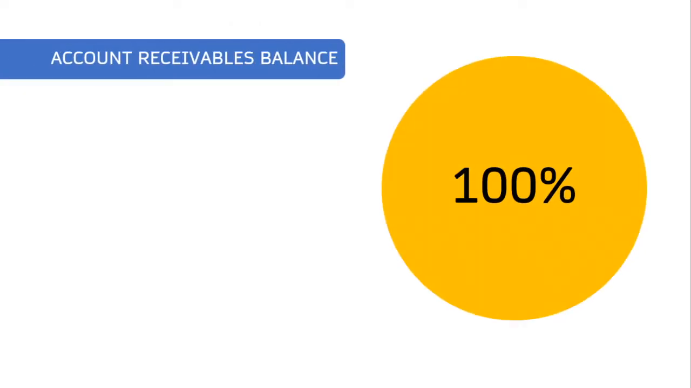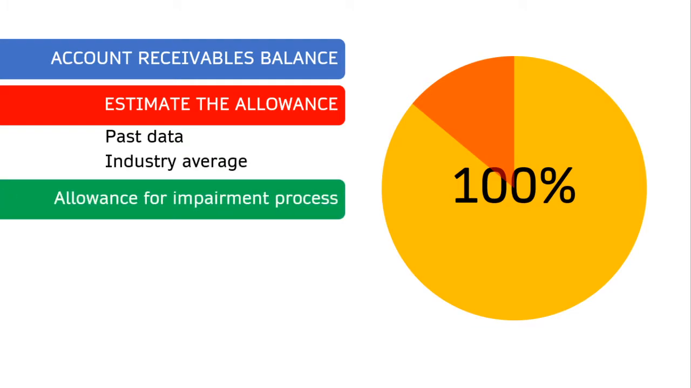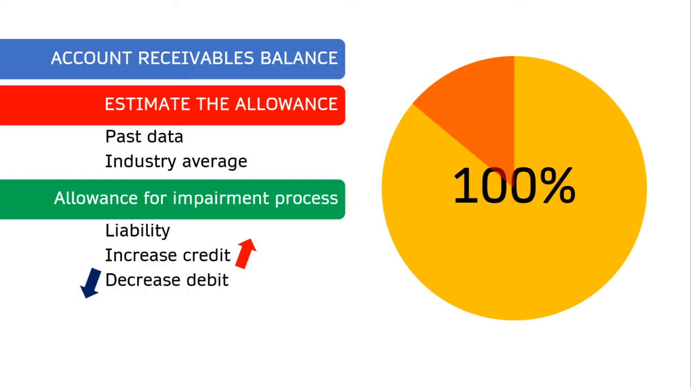First, we need to identify the balance of our accounts receivables. Then we need to estimate how much debts we probably will not be able to collect. This can be done by referring to past data or referring to other companies in the same industry. Then we will do the allowance for impairment process. The allowance for impairment of trade receivables will be treated like a liability, where any increase will be credited and any decrease will be debited.